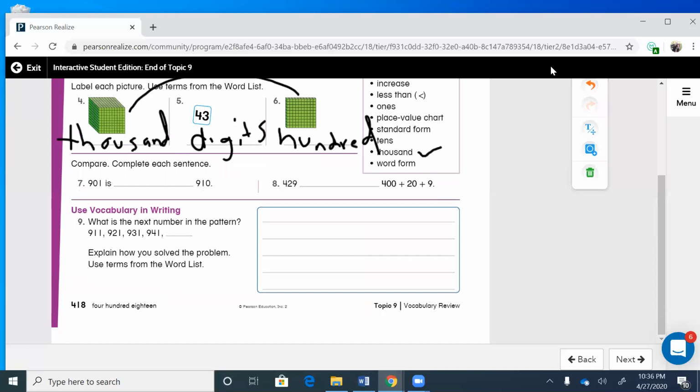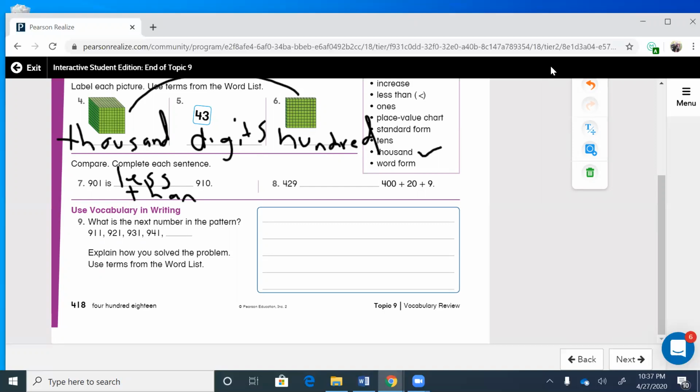Complete each sentence. Compare. So when the word compare is used in this chapter, we're comparing the 2 numbers and using less than or greater than, but we're going to write it. 901 is blank 910. 901 is less than 910. That means it's a smaller number.